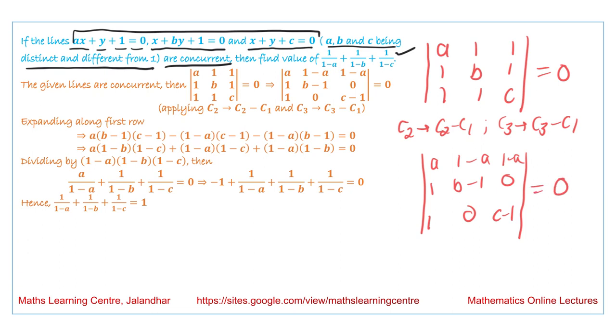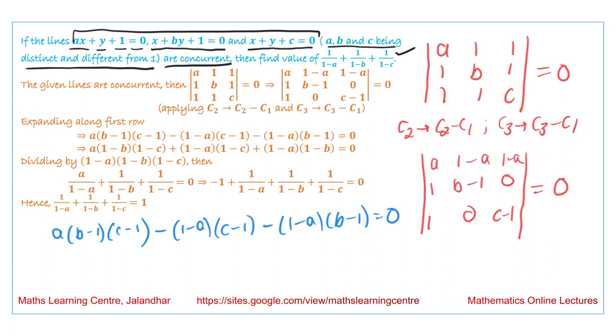Now if we expand this determinant along the first row, we will obtain a(b - 1)(c - 1) - (1 - a)(c - 1) - (1 - a)(b - 1) = 0, and on solving this we obtain the equation in this form.